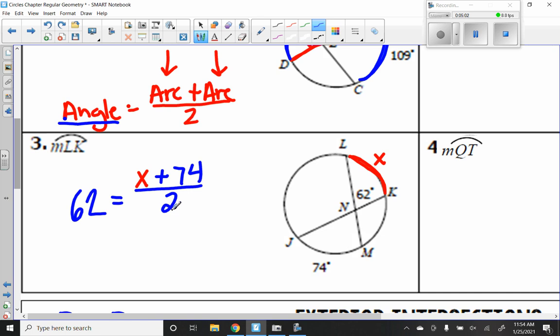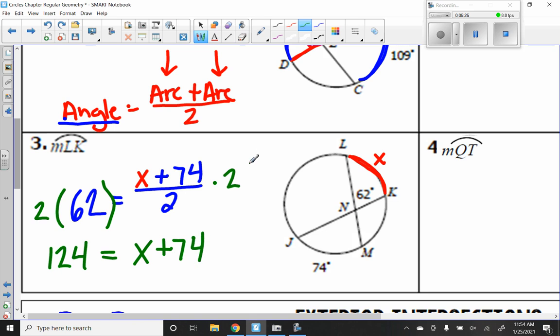So how would you solve a problem like this? Anytime you have a problem that looks like this, take care of the bottom first. That is being divided by 2. So if we multiply 2 to both sides, we now have this. So that goes away, and x plus 74 is on the bottom. On the left-hand side, I went ahead and took this 62 times 2. And if you subtract the 74 from both sides, you'll have your arc.